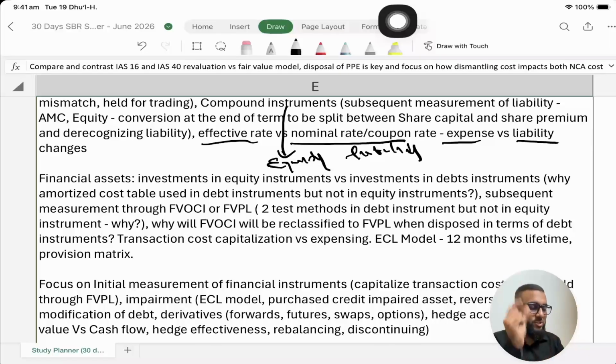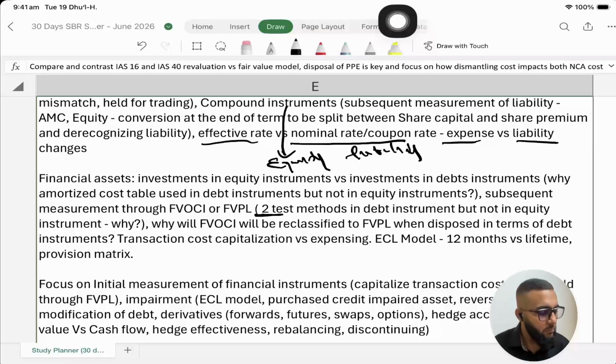Again, same question for you to ponder upon. Subsequent measurement through FVOCI or FAPL. So there are two tests that you'll be using, right? There is going to be the business model test and the SPPI test. What sort of business models and what sort of SPPI is going to get you to recognize through FVOCI or FAPL? For equity instruments or debt instruments, there are three ways: amortized cost, FVOCI, FAPL. How are you going to treat those? What are the different ways in which the treatment would happen?